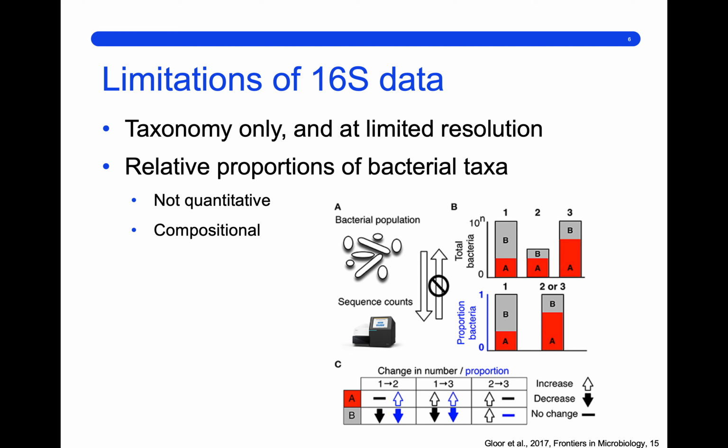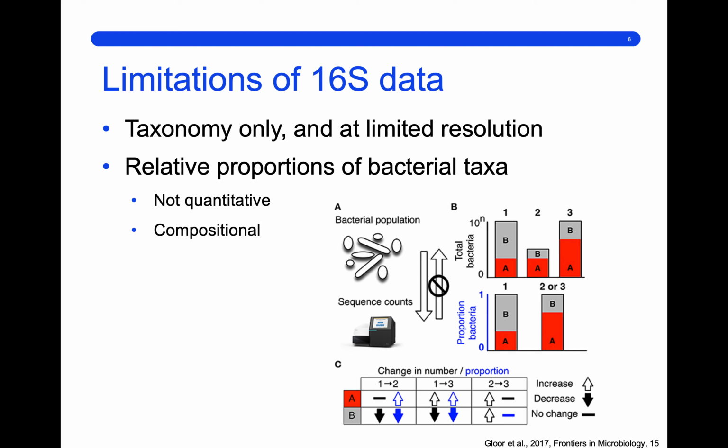If you do metagenomic sequencing, we can get much more high resolution data, but it's much more expensive. So that's sort of the trade-off there. And you're unlikely to be able to do anywhere near as many samples. And also the data processing is more expensive because the data sets will be much larger.